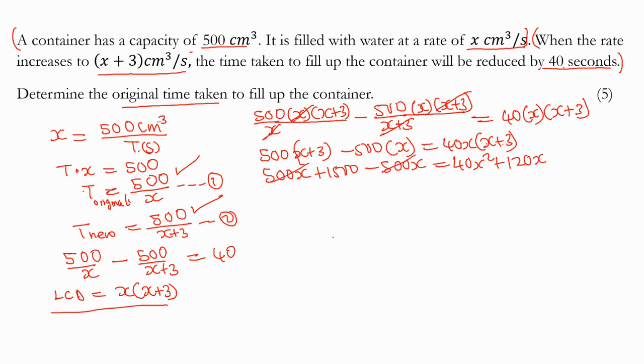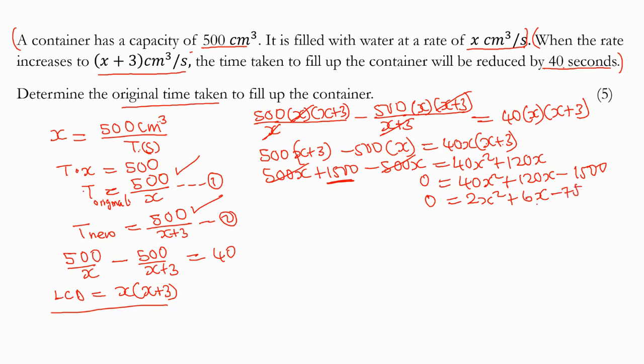500x minus 500x is 0, so 0 is equal to 4x squared plus 12x, and then transpose this, minus 1500. Divide everything by 2, so it becomes 0 equals 2x squared plus 6x minus 750. Right.